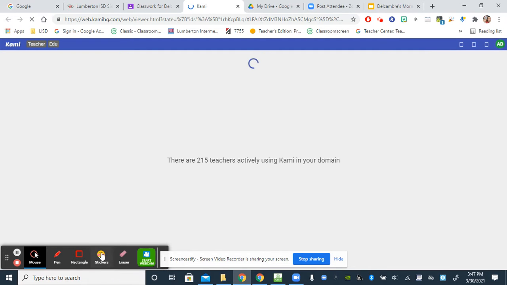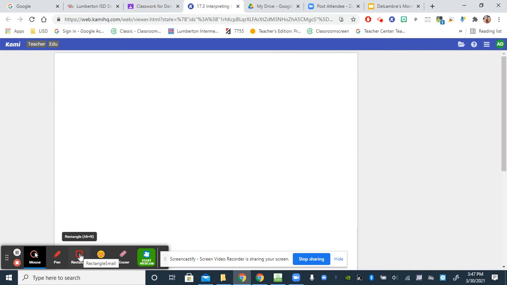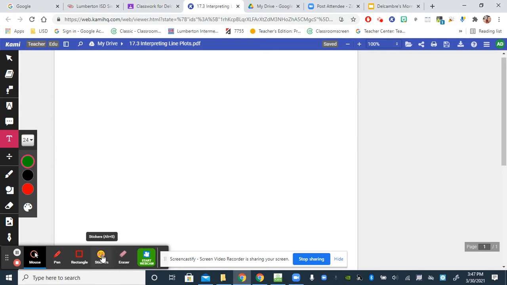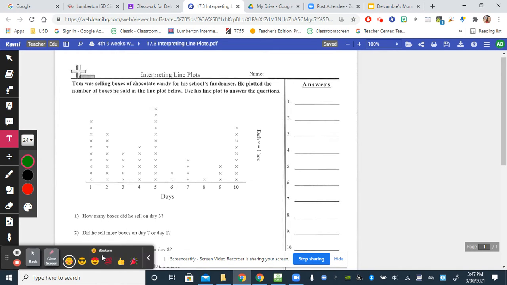I'm going to try out some of these new tools on Screencast-5. Let's see. What do these stickers do? Oh, looky there. We can do stickers. Oops. Back, eraser, pen, mouse. There you go. Let's see about this mouse.